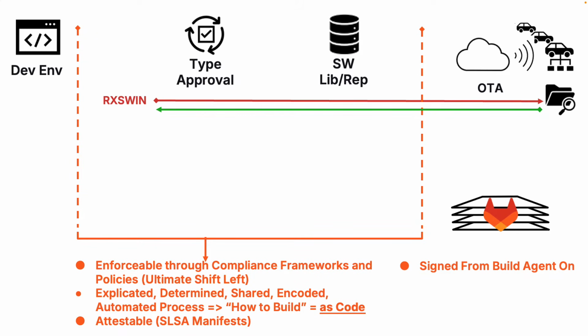We can have it signed from the build agent on through. We can even have it so that software commits by developers are signed by the developer and are assured to be that person when they're committed. So we can even have this traceability go back and be attestable all the way back to the individual making changes. We also have the capability to do full evidence collection.